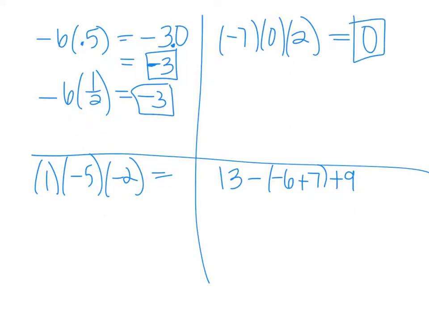Okay, moving down here to the bottom left. So now I have 1 times negative 5 times negative 2. Well, 1 times negative 5 is negative 5, and negative 5 times negative 2 would be positive 10, because a negative times a negative is a positive. Next problem.